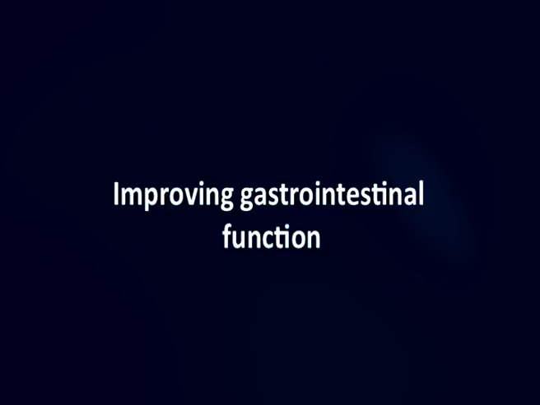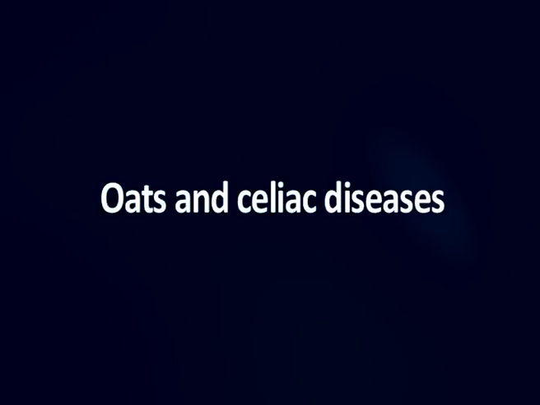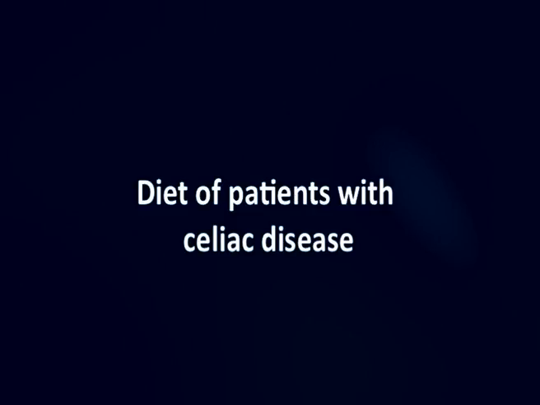Improving gastrointestinal function. Foods high in dietary fiber exert a number of potentially beneficial effects on the gastrointestinal tract, including decreasing transit time and increasing fecal bulk. Oats and celiac disease. Celiac disease is characterized by a severe adverse immunological reaction of the intestinal mucosa to gliadins. Gliadins are a component of the gluten protein found in wheat, rye and barley, and these cereals are excluded from the diet of patients with celiac disease.